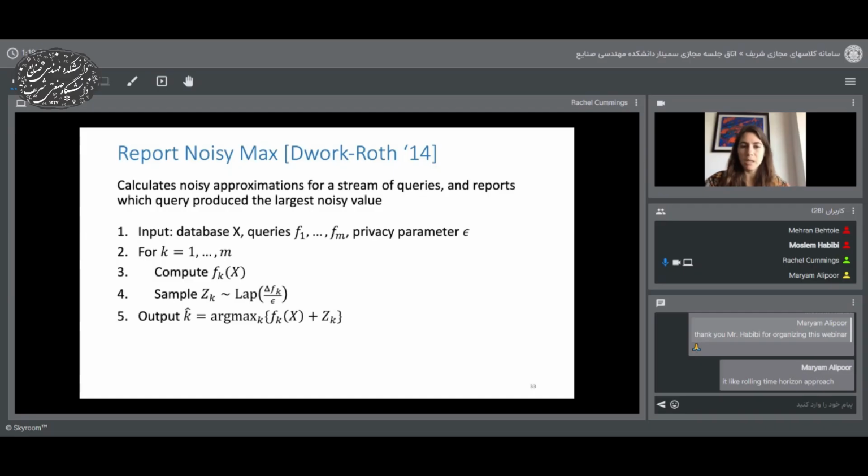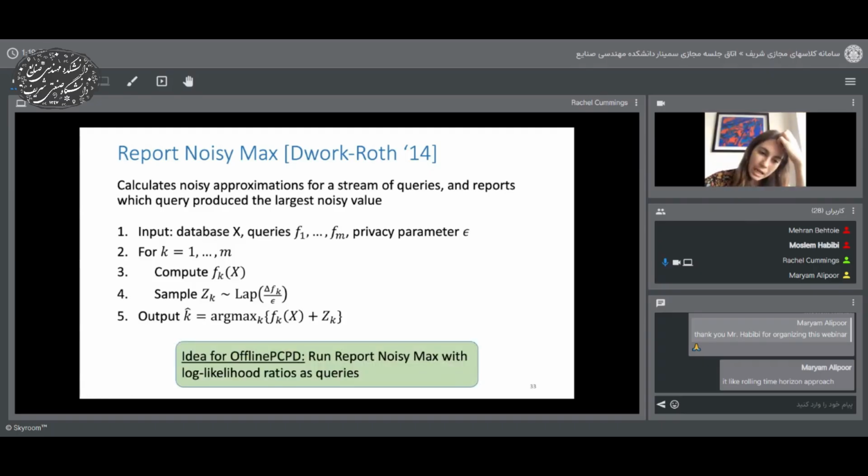But it still has mean 0. And we're going to tune the parameter, which in this case tunes the variance of the noise, again by delta f_k, and we're also going to include 1 over epsilon. So for each of these queries, we evaluate the true answer, sample some noise, and we're then going to publish the k hat that has the largest noisy value. Simple.